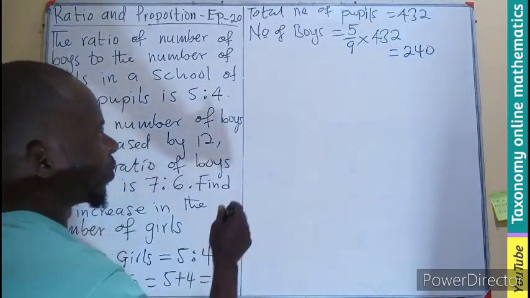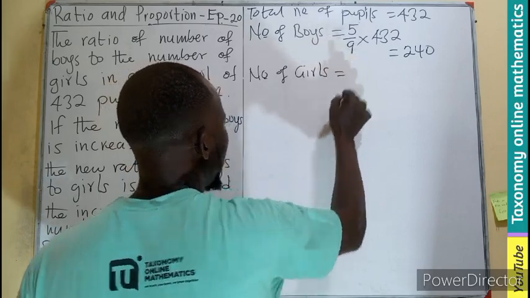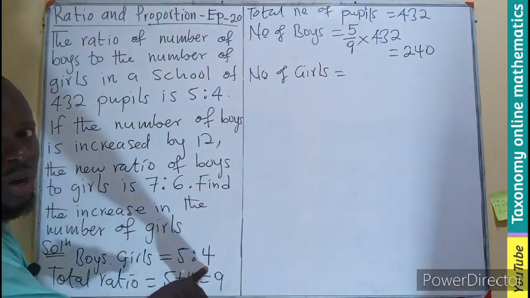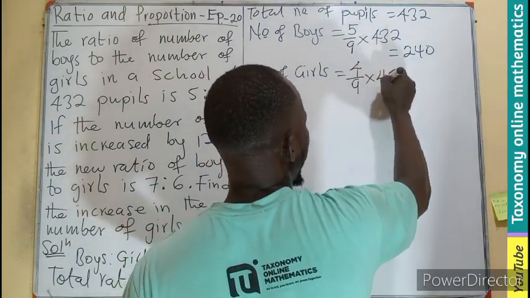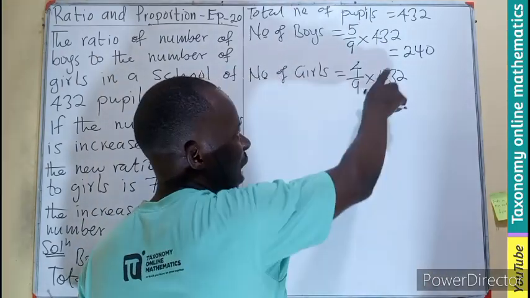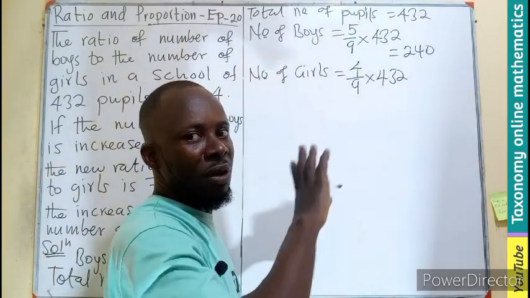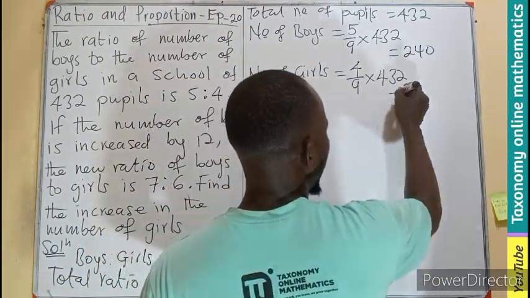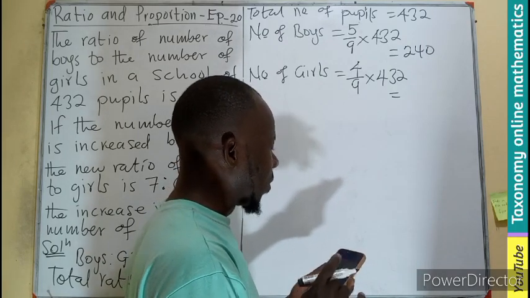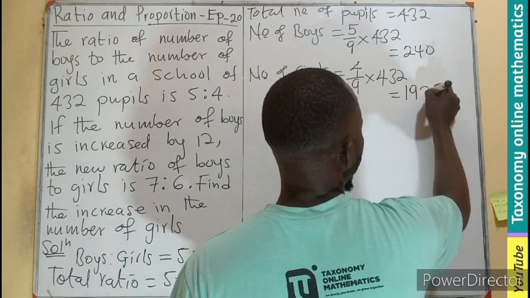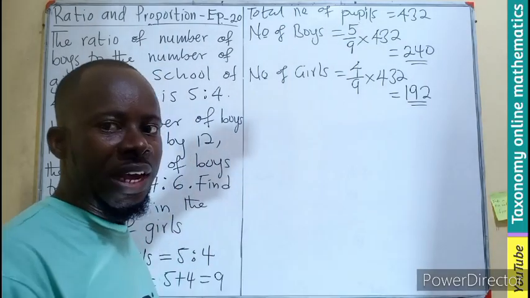Then what will be the number of girls? So let's go to the number of girls, which is going to be the ratio corresponding to the girls, 4 divided by the total, times 432. Don't forget, we can also subtract this value from here to get the number of girls if you don't want to calculate. So this is going to give us 48 times 4, that will be 192. I mean 48 because 9 goes into 432 48 times.